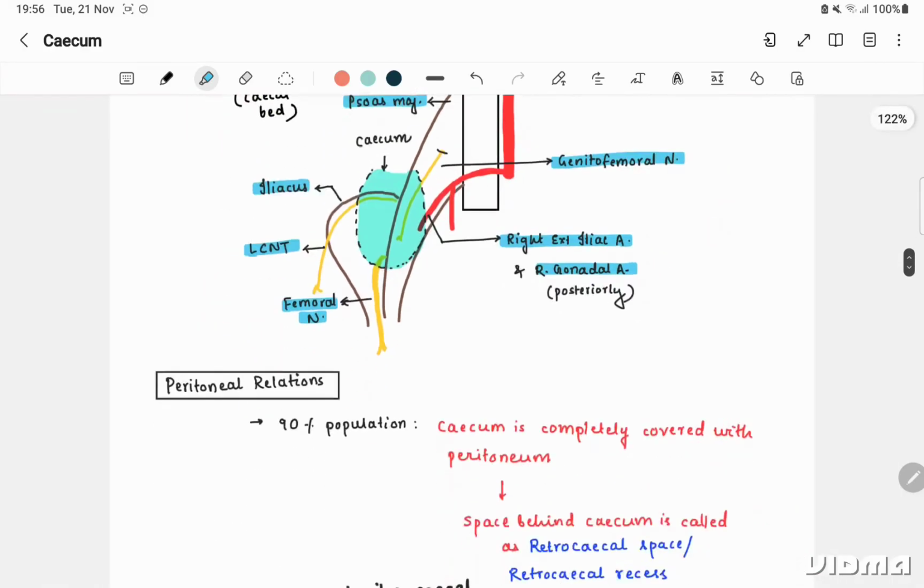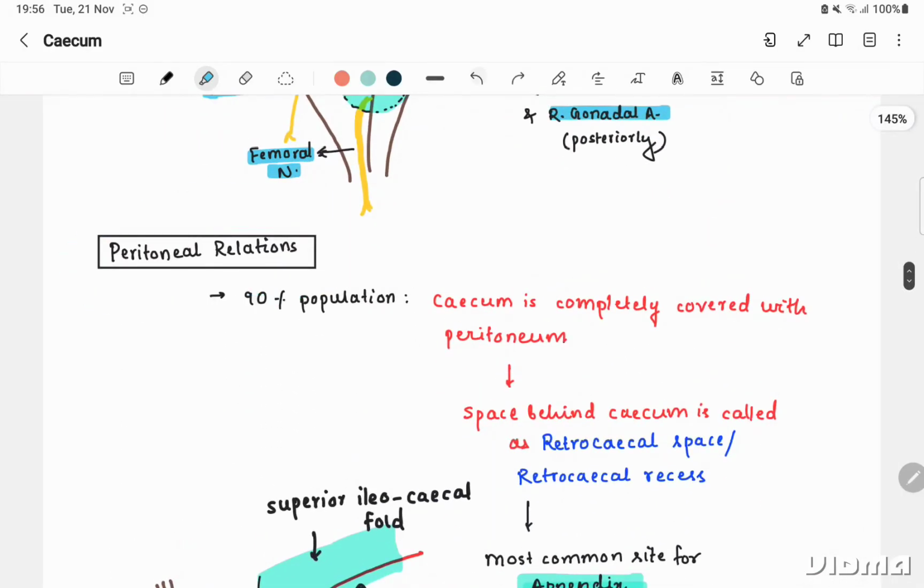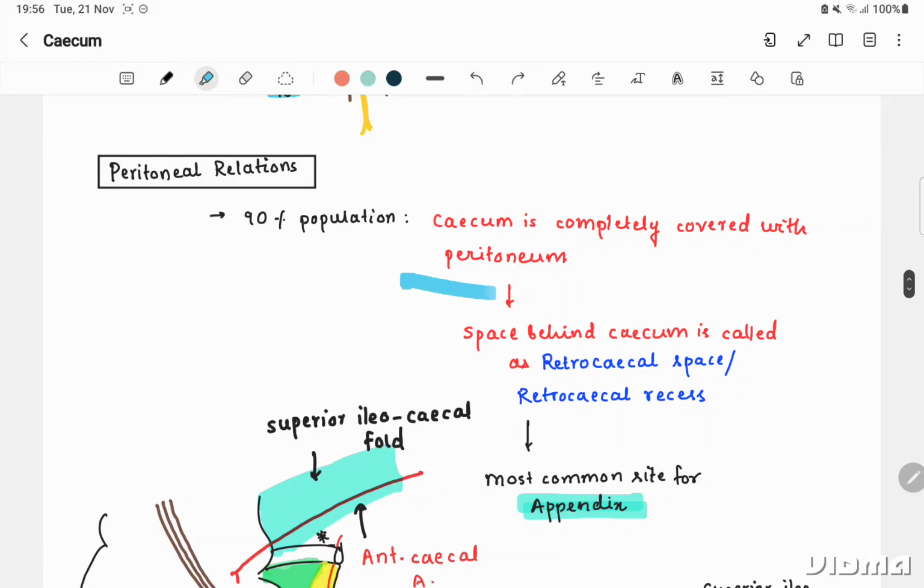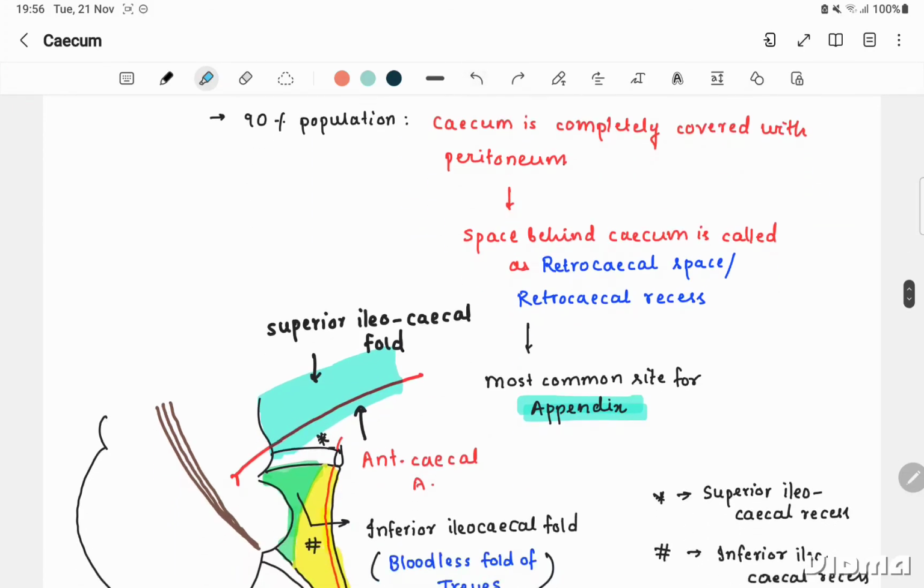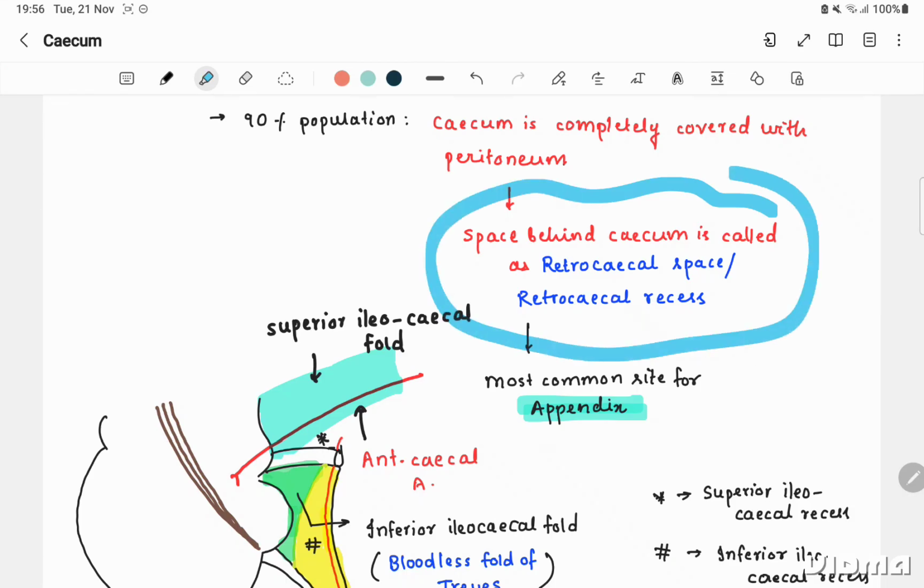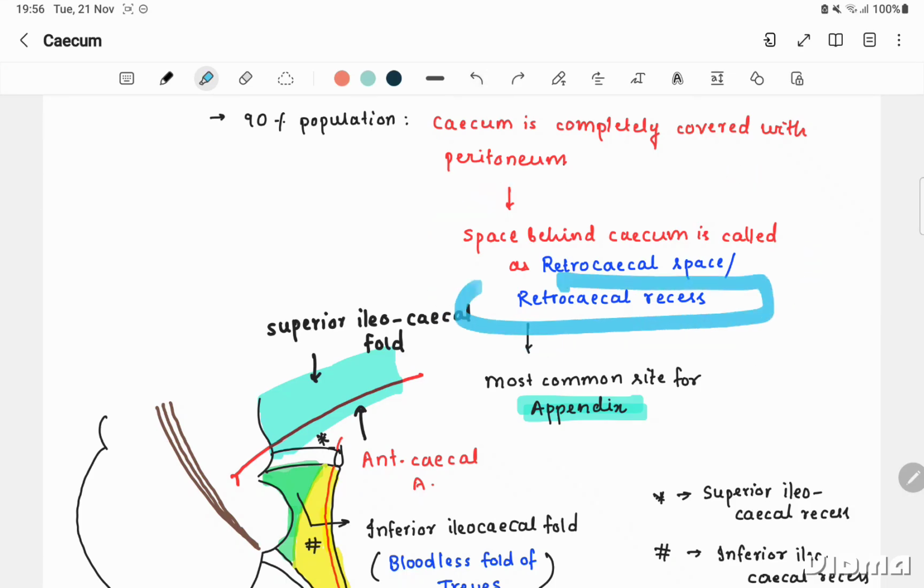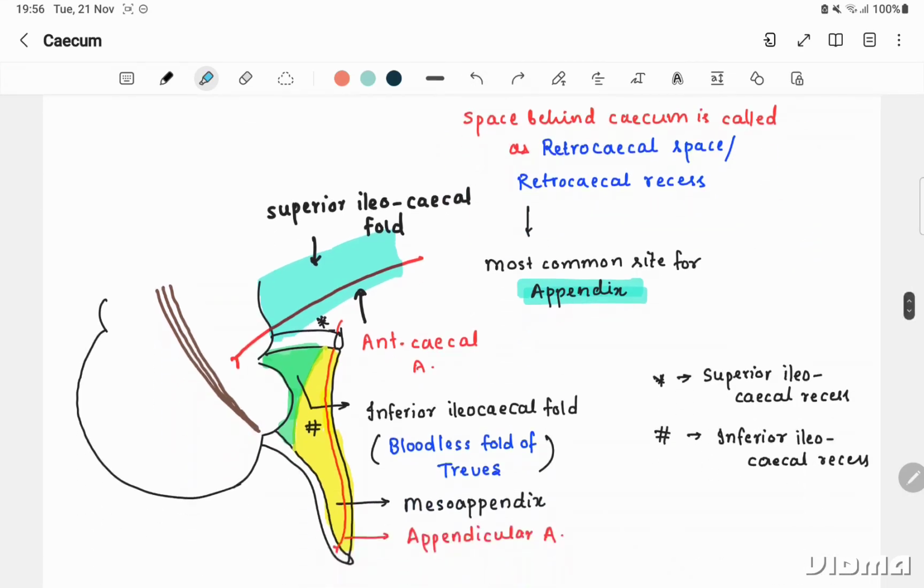Let's talk about peritoneal relation. In 90% of the population, the cecum is completely covered with peritoneum. So we call the cecum a peritoneal organ, and the space behind the cecum is called the retrocecal space or retrocecal recess, and this is the most common site of your appendix.